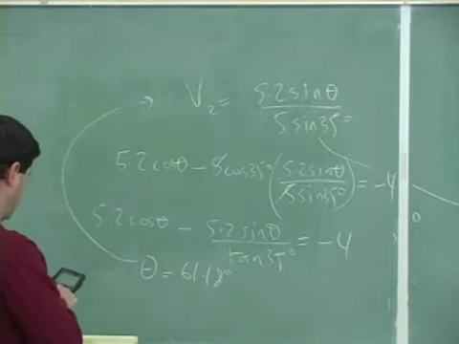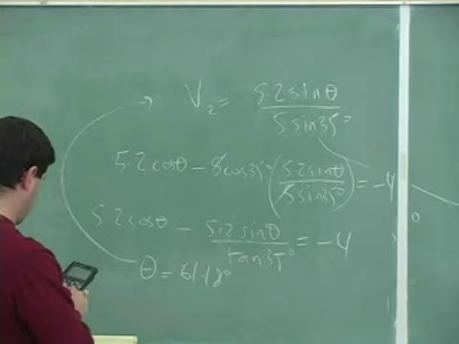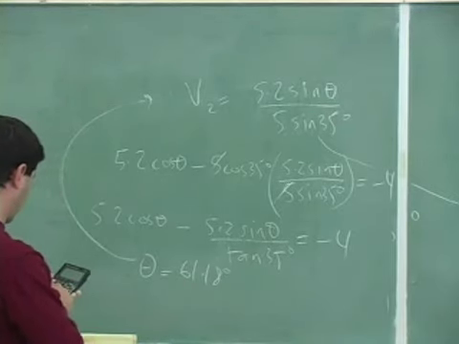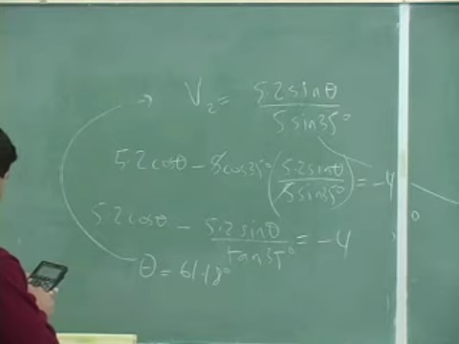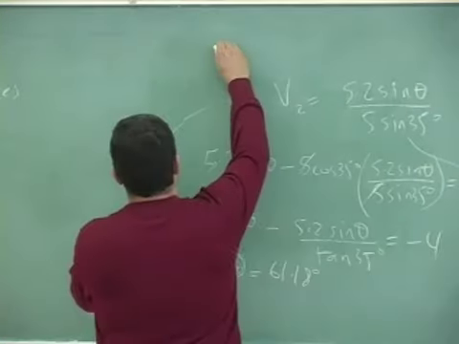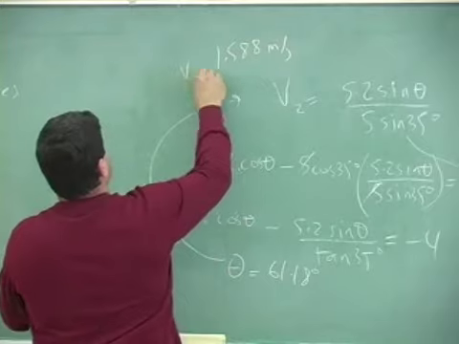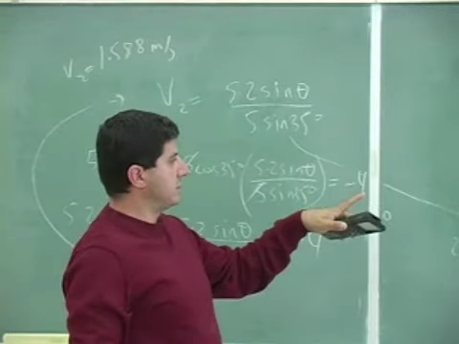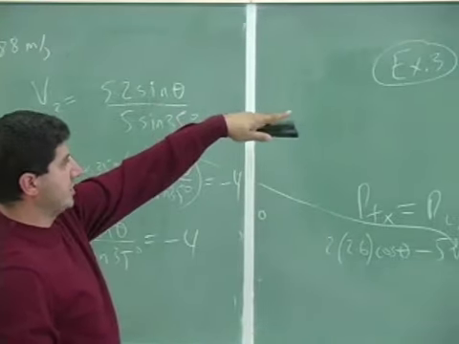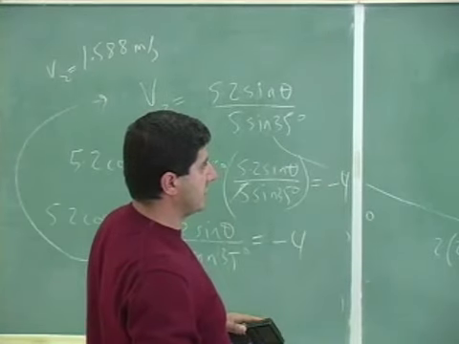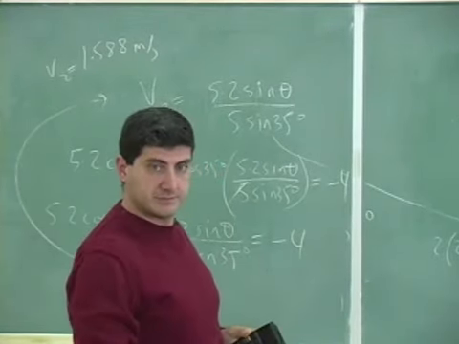So let's see here. 5.2 sine of 61.18 divided by 5 divided by sine of 35. So V2 came out to be 1.588 meters per second. Let's see, does that make sense here? It was going at 2 meters per second, and then it slowed down. Yeah, that makes sense. Yeah, they both slowed down.